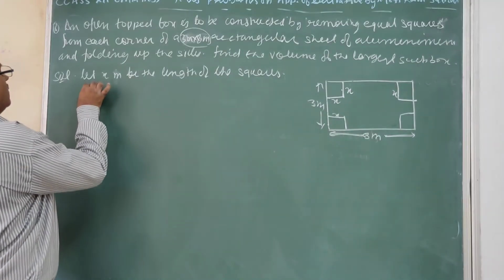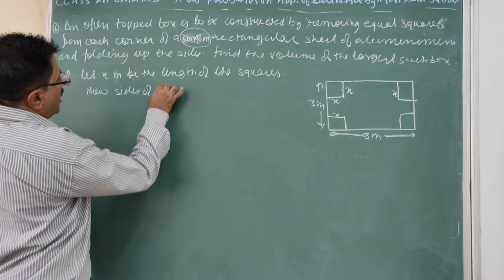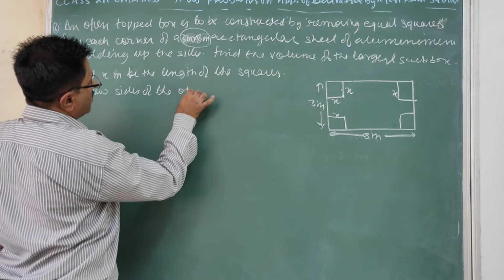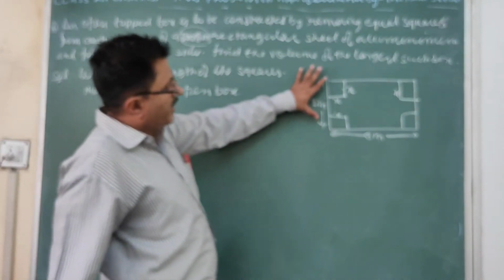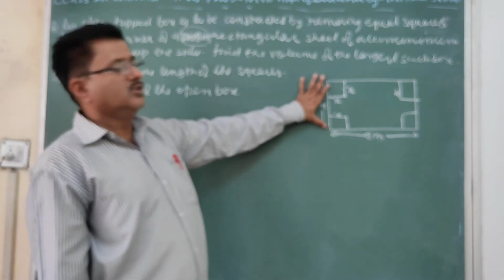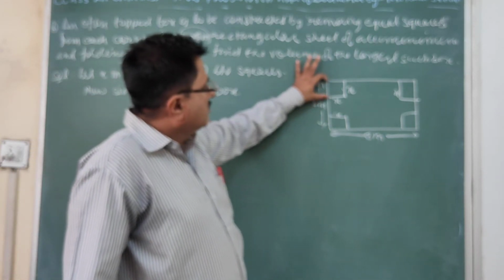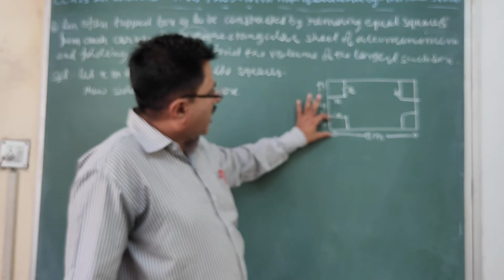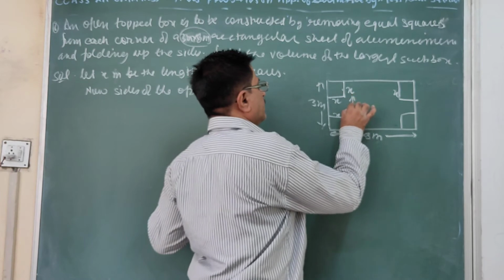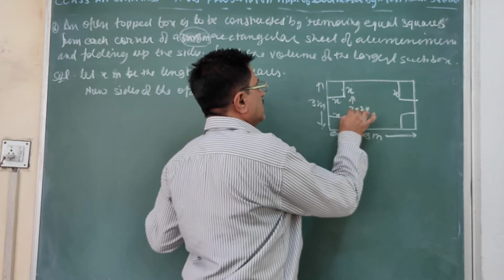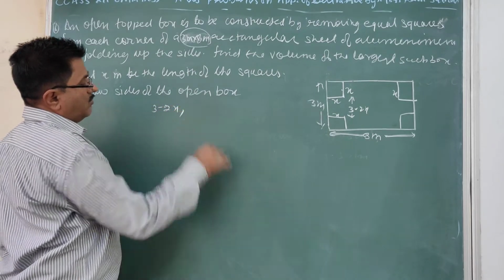So now the sides of the open box. So side remaining, this is total 3. So you can say total 3 meter. Now from this we remove x meter here, and here also x. So remaining is 3 minus 2x. So here 3 minus 2x, comma.